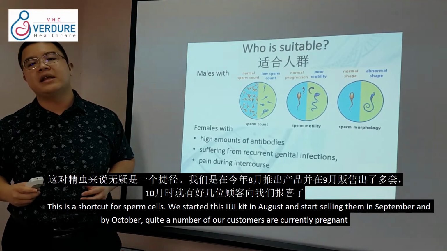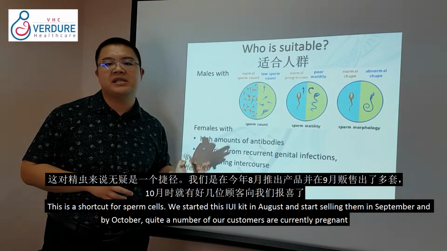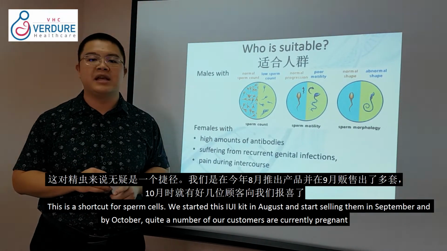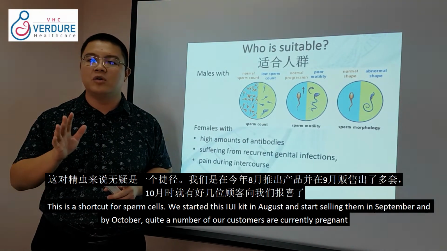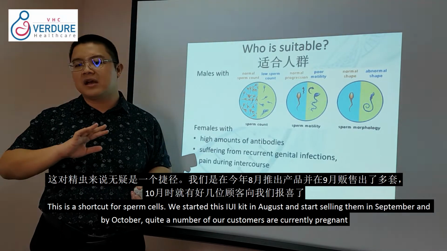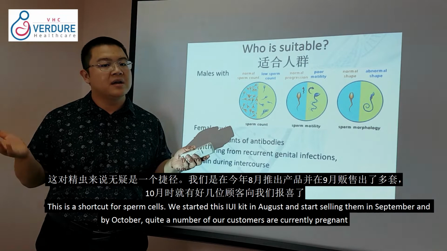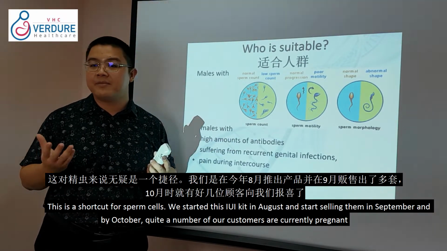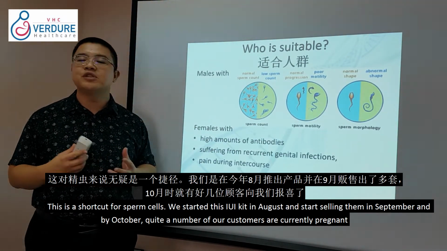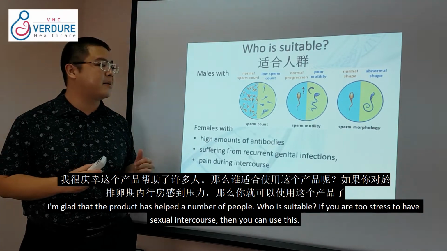Okay, and currently, by the way, we started this particular home artificial insemination IUI program back in August, and the first batch of customers came in September, and by October, quite a number of them have been pregnant. So I'm so glad that this is able to help quite a number of people.